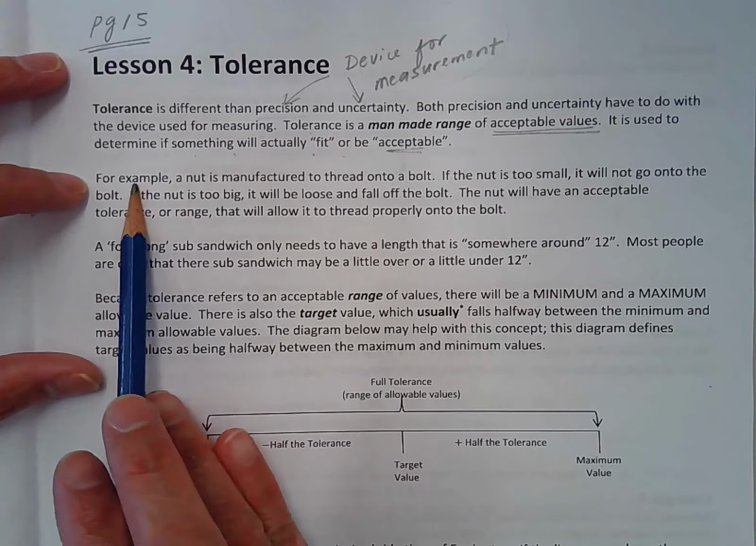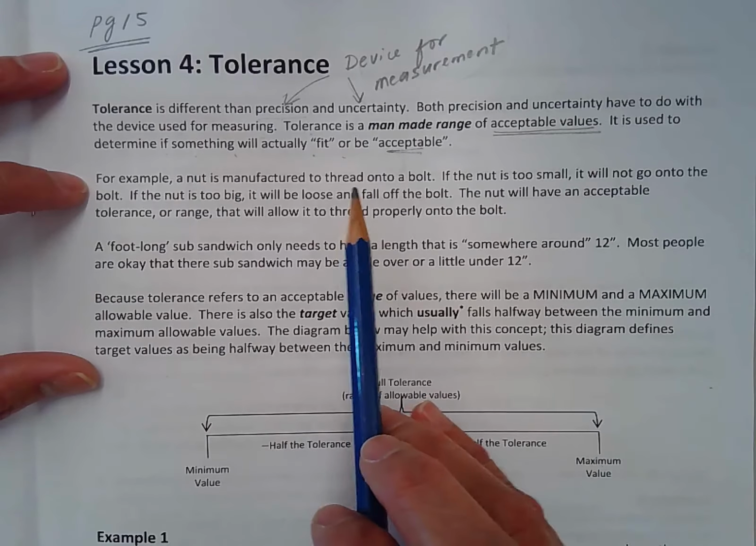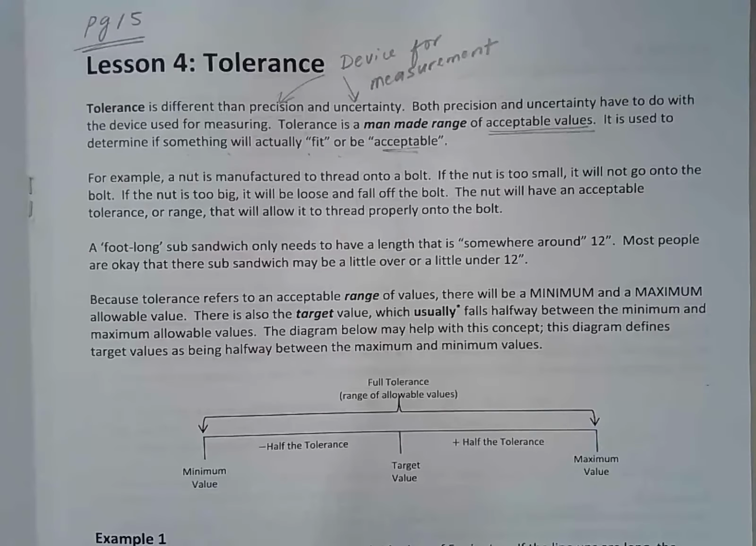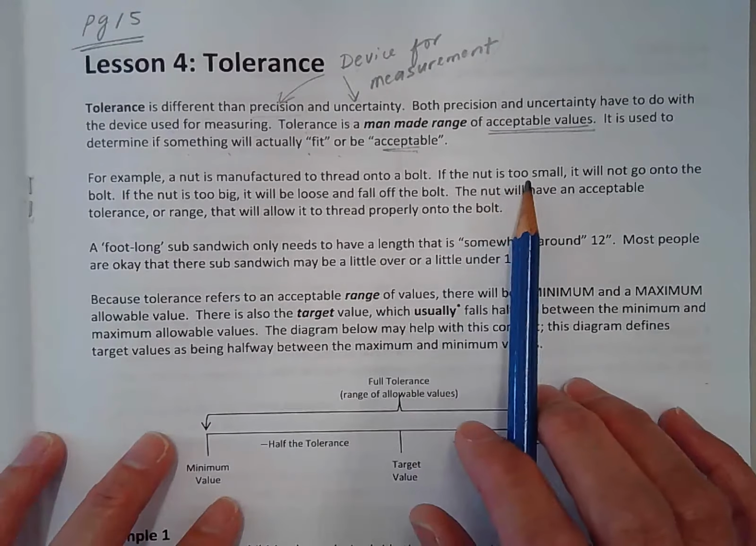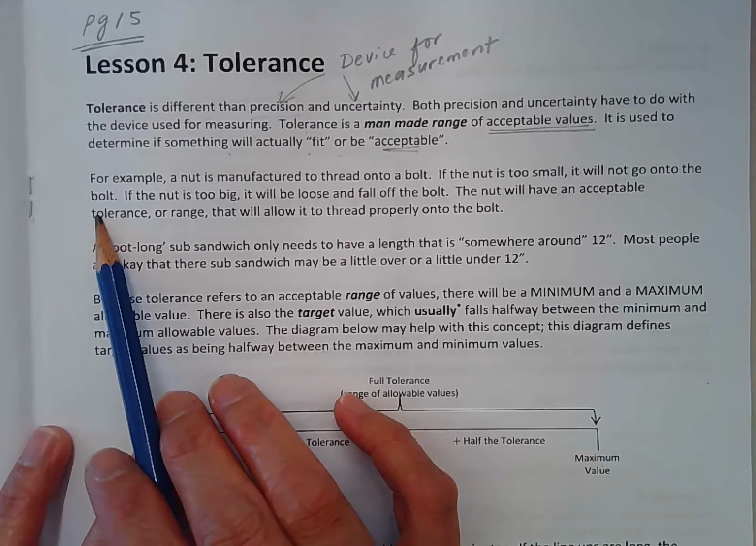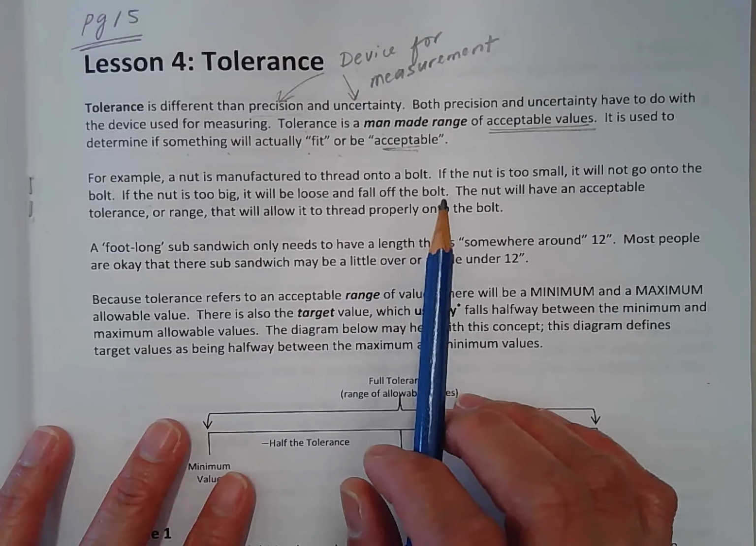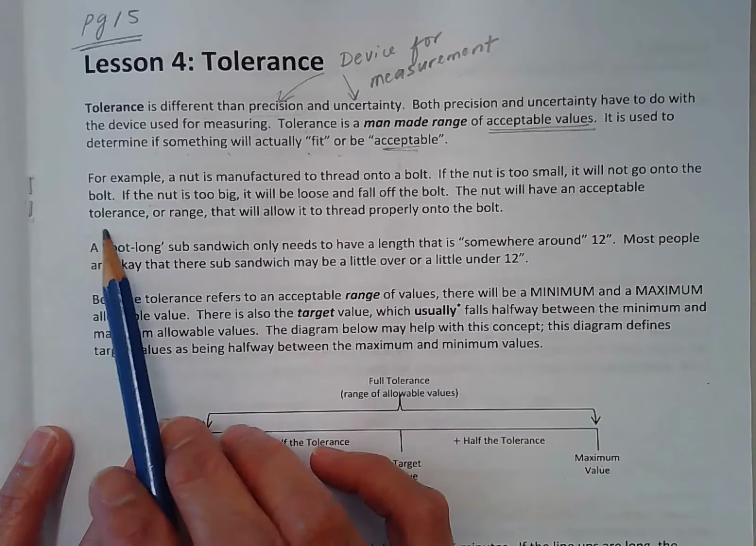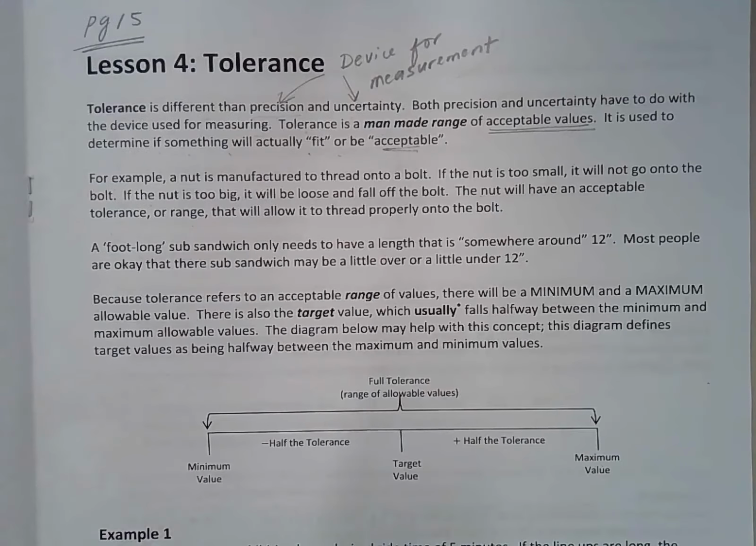Okay. For example, a nut is manufactured to thread into a bolt. Okay, so all those screws, right? Those have a fit, and there's an acceptable measurement. If the nut is too small, it will not go into the bolt. If the nut is too big, it will be too loose and fall off the bolt. So the nut will have an acceptable tolerance or range that will allow the thread to properly fit.